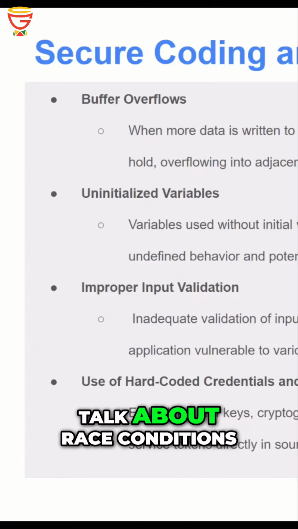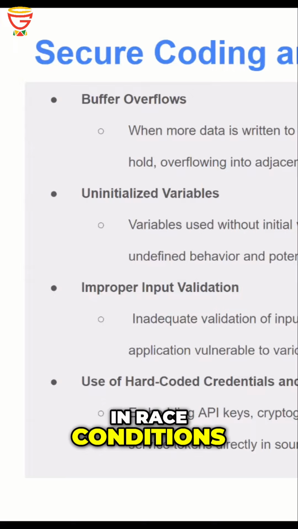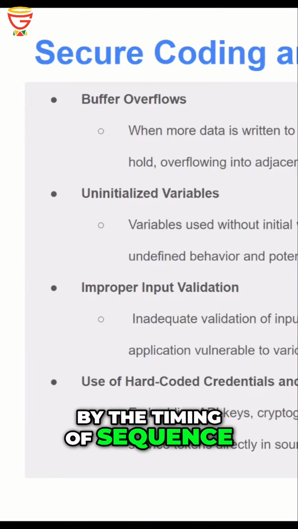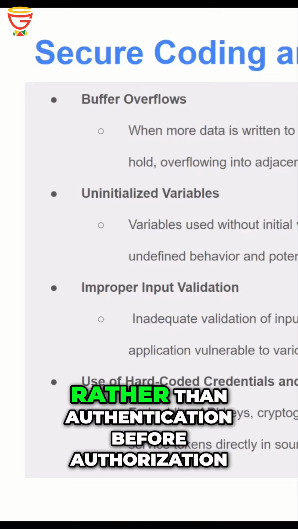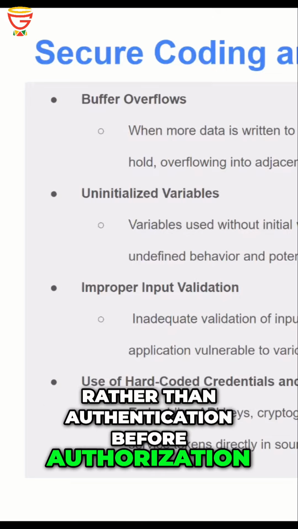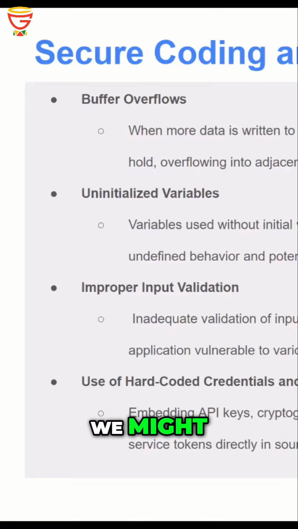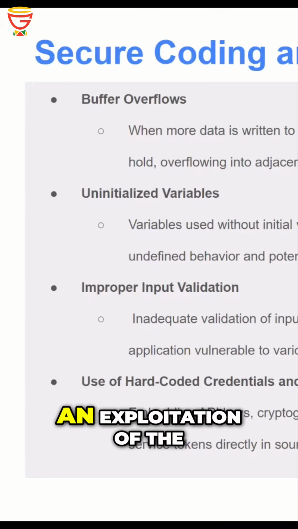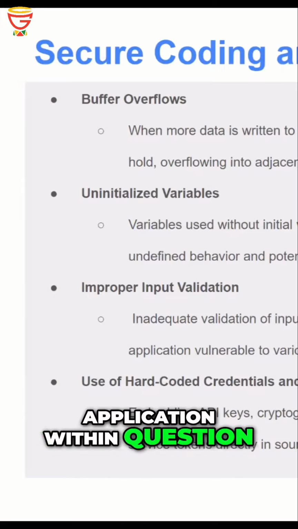And then we can talk about race conditions. In race conditions, the outcome of a process is detrimentally affected by the timing or sequence. So, for example, rather than authentication before authorization, we might authorize before authenticating fully, which can lead to an exploitation of the application in question.